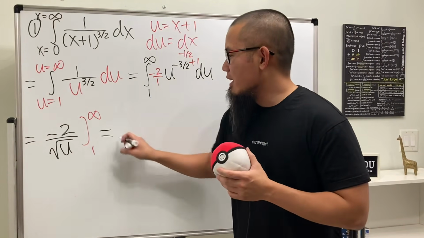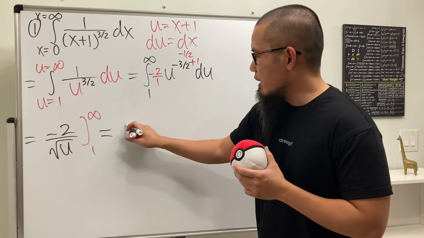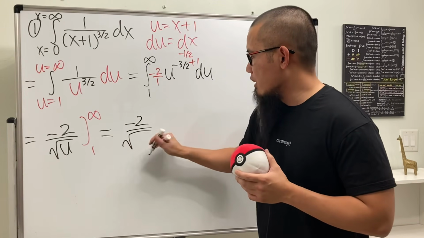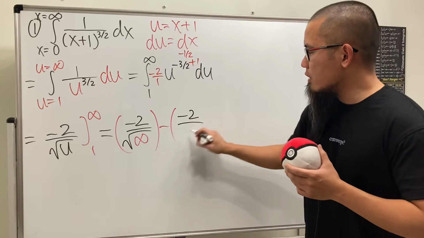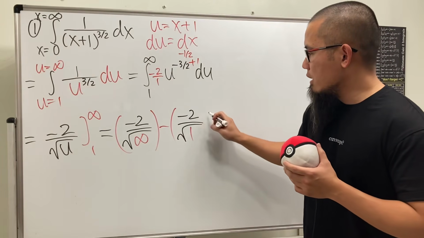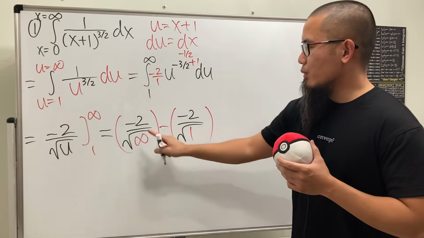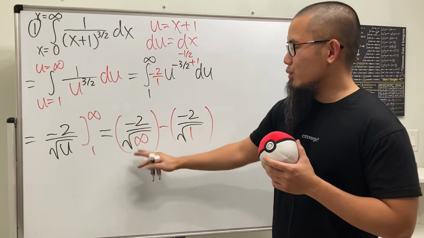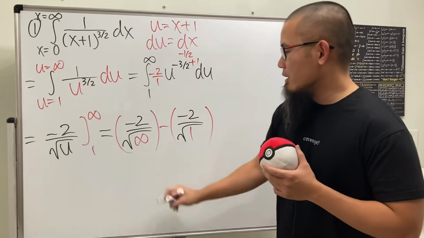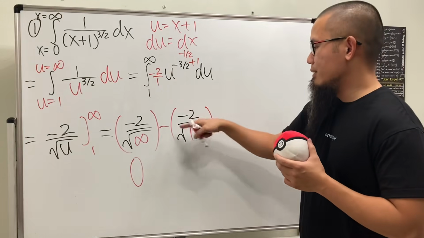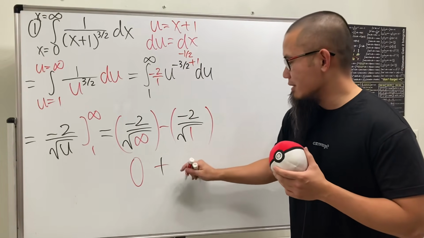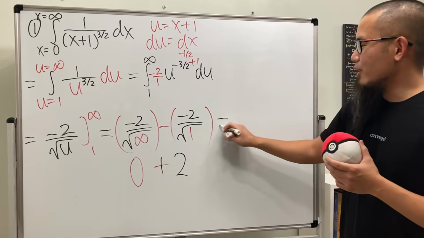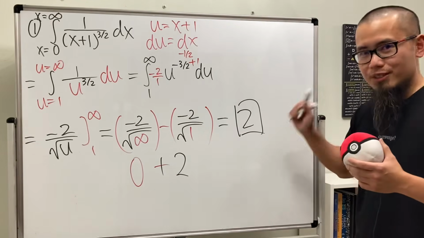All right, so here, plugging, the first term we get negative 2 over square root of infinity, and then minus the second term, negative 2 over square root of 1. All right, and what's this? Negative 2 over infinity, right? So that will be 0, and then this is just going to be plus 2. So minus times a minus, and then we have the 2. So ladies and gentlemen, the answer for the first one is just a 2.